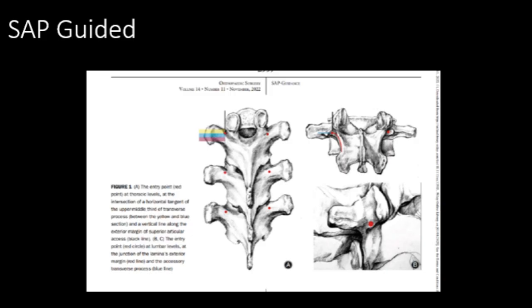And for the lumbar spine, again the lateral border of the superior articular facet, the midline of the transverse process, or what they mention as the accessory transverse process, and the exterior margin of the lamina. These are the three lines. Wherever they join together, that is the entry point for the lumbar spine.